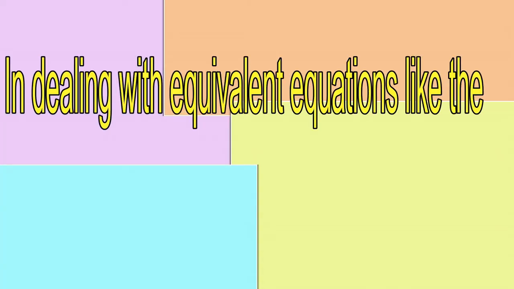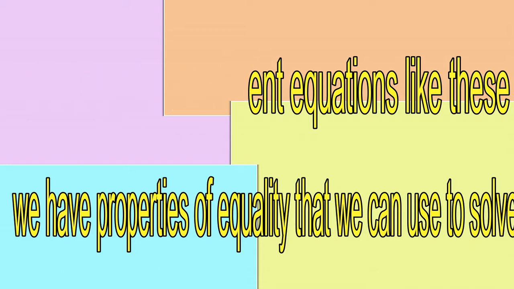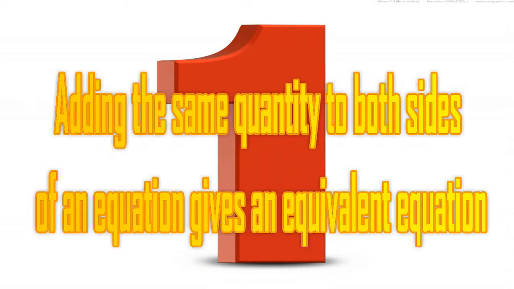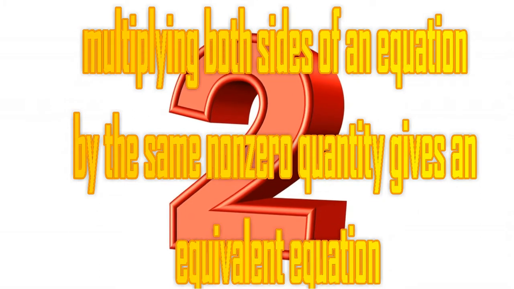In dealing with equivalent equations like this, we have properties of equality that we can use to solve. The first one is that adding the same quantity to both sides of an equation gives an equivalent equation. The second one is that multiplying both sides of an equation by the same non-zero quantity gives an equivalent equation. We'll explain both of these in detail once we go through examples.